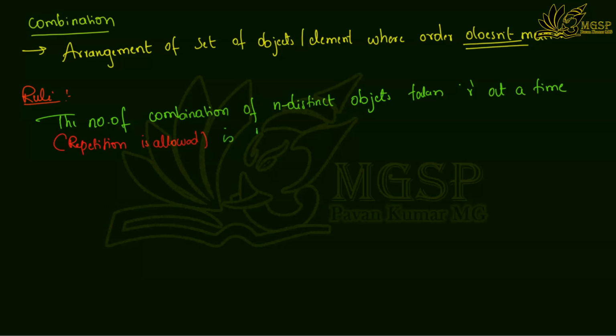In how many ways? nCr ways. So how can nCr be written? nCr is equal to n factorial divided by (n minus r) factorial times r factorial.